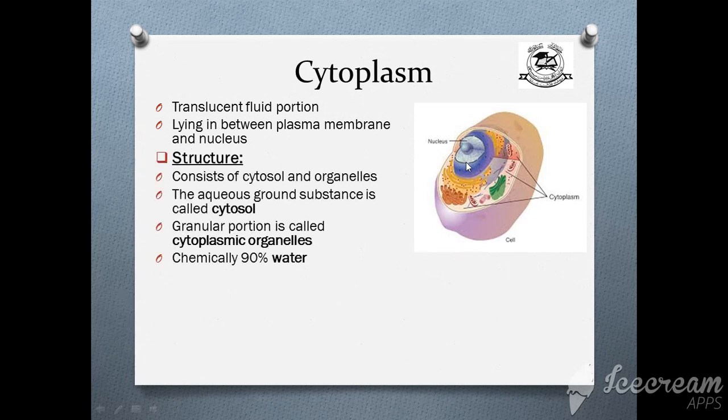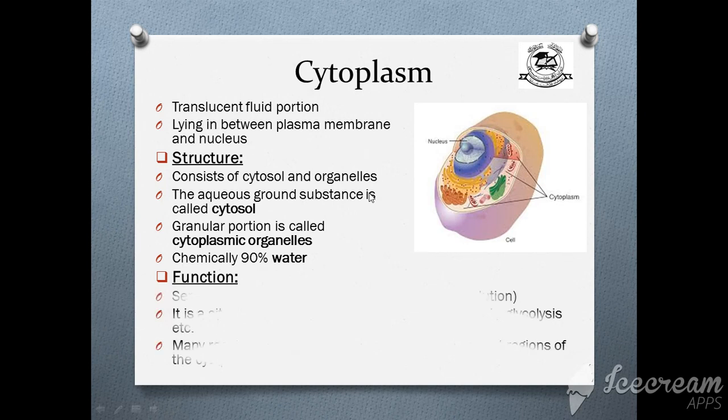When you see the structure, it consists of cytosol and organelles. What is cytosol? The aqueous ground substance is called cytosol. Aqueous means it is made up of water, and basically it is making the ground of the cytoplasm. So this is cytosol. And what are organelles? Granular portion is called cytoplasmic organelles. Within the cytosol, all the organelles are present. You can see these different structures. They are called cytoplasmic organelles. When we see the chemical composition, it is 90% water.